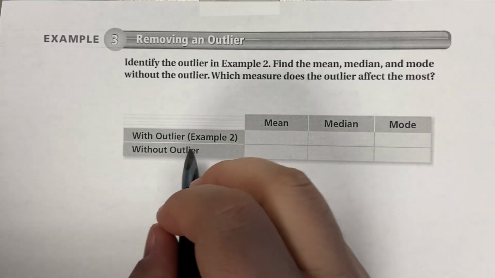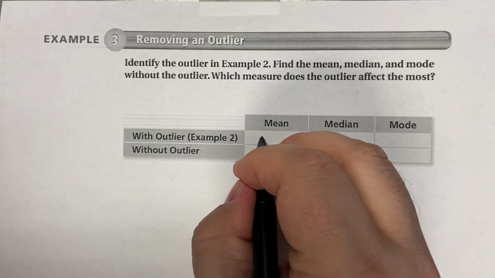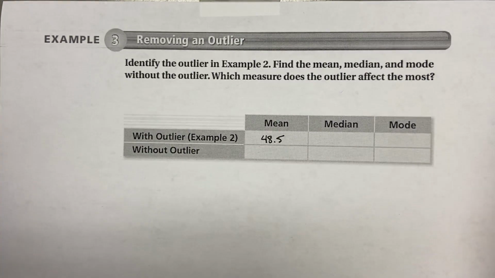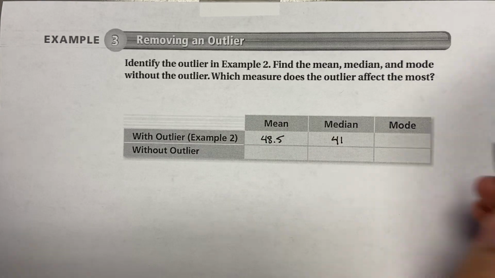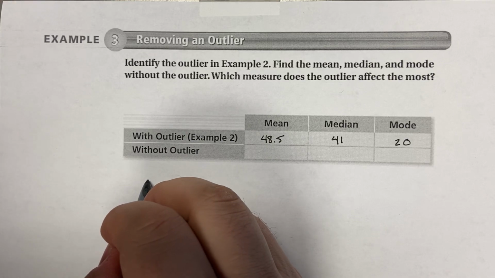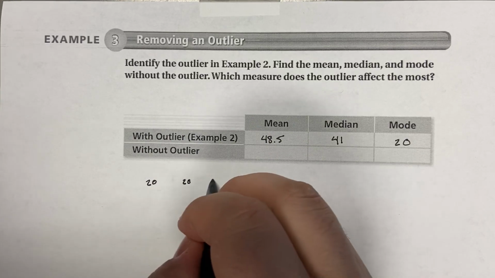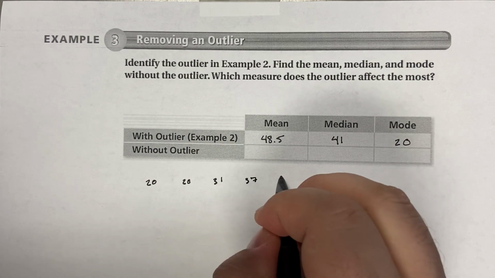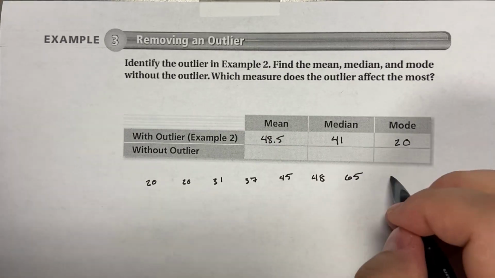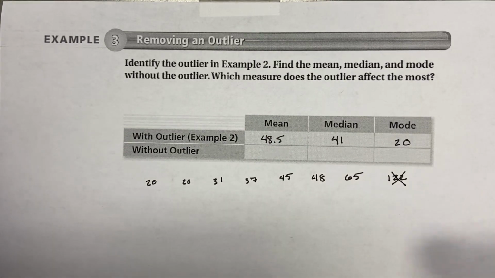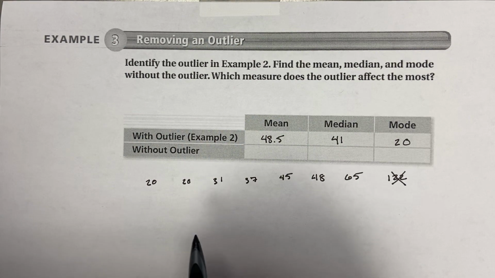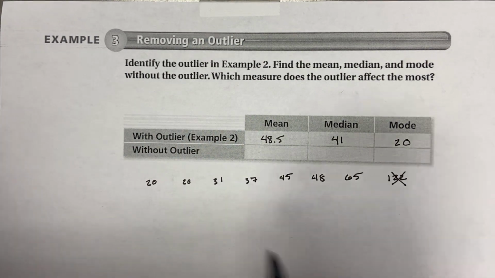Our mean with the outlier, in other words, what we had from example 2, was 48.5. Our median was 41, and our mode was 20. Now, if we go through and calculate, we're going to be taking 20, 20, 31, 37, 45, 48, and 65. We are not going to include the 122. So we're finding the mean, median, and mode of this data set. That's what without the outlier is. Now, there can be more than one outlier. Right now, we're just looking at when there's one.